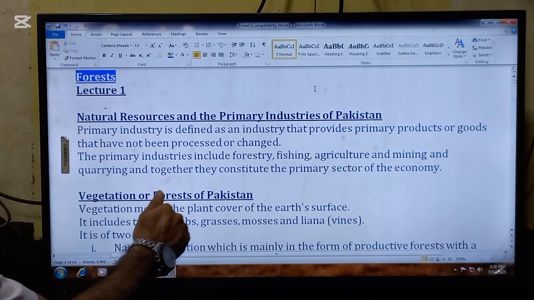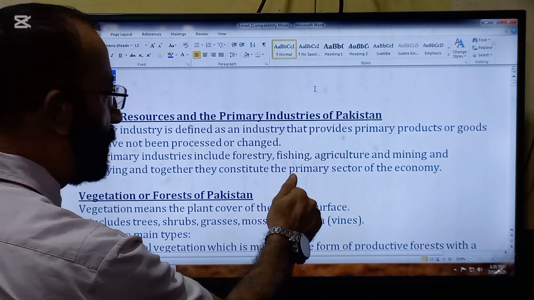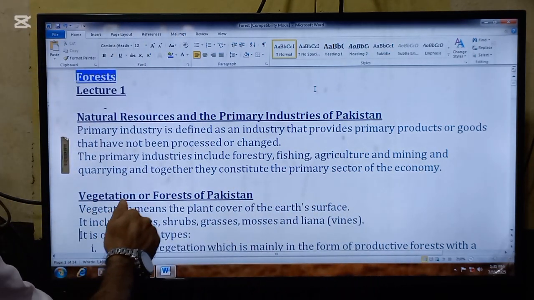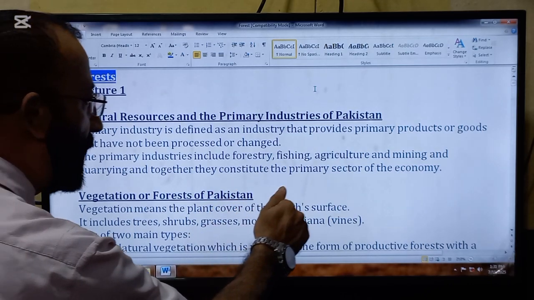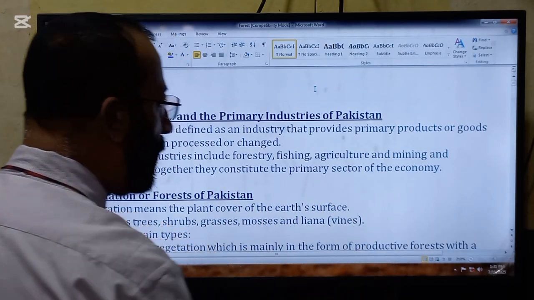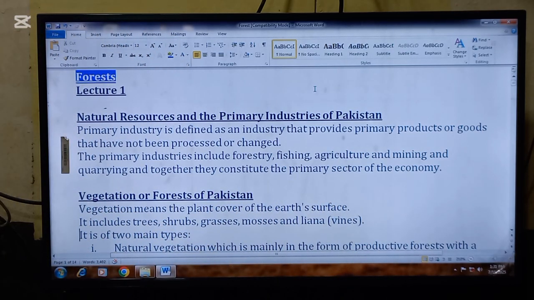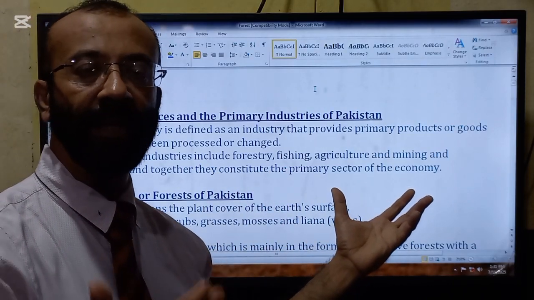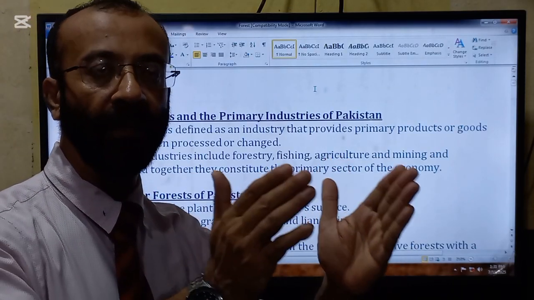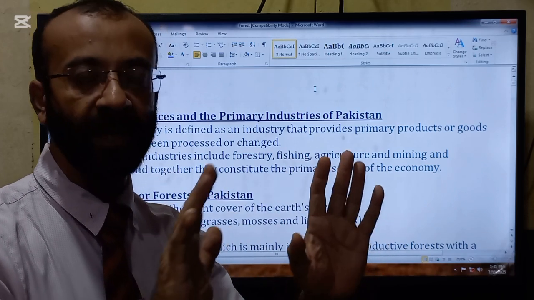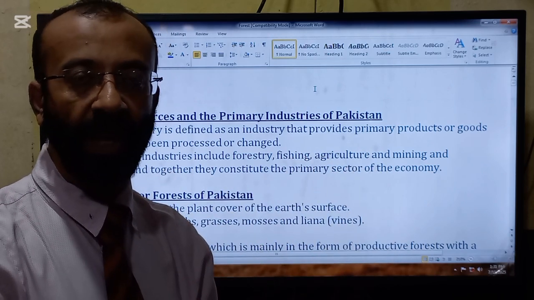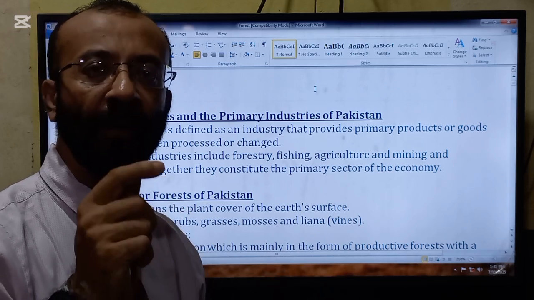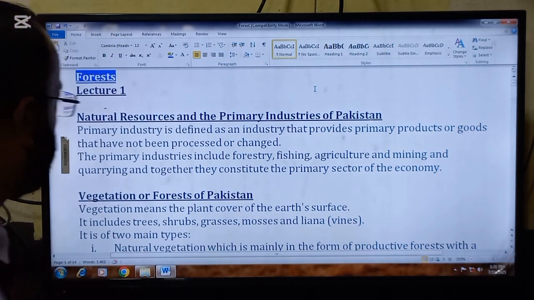The primary industries include forestry, fishing, agriculture, and mining and quarrying, and together they constitute the primary sector of the economy. The definition of the primary industry and the sector consisting of primary industry sometimes come in the paper, and this normally consists of a 1 to 2 marks question.